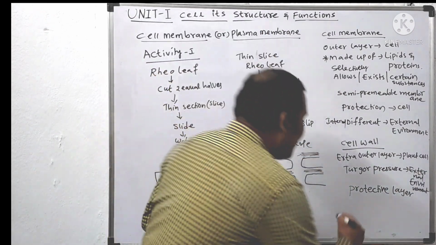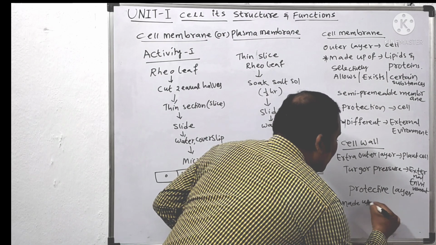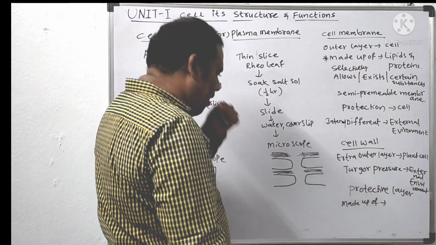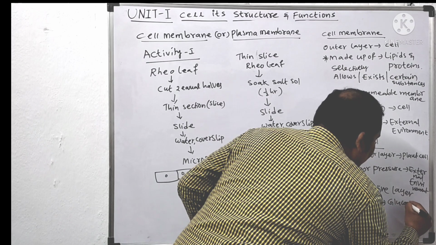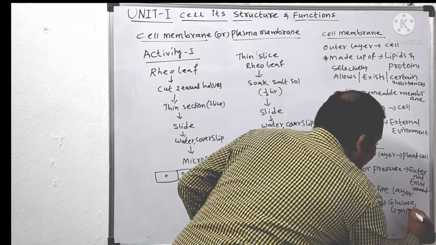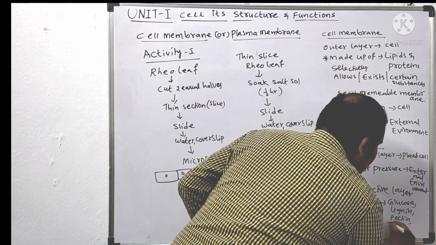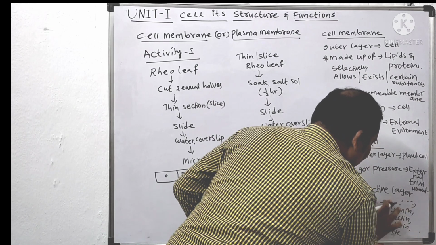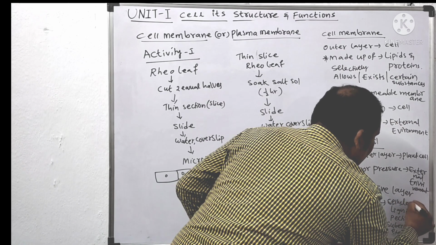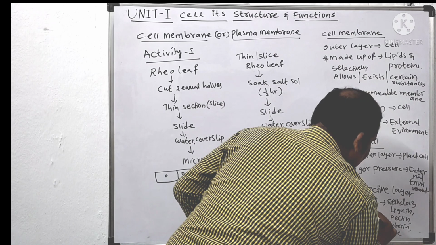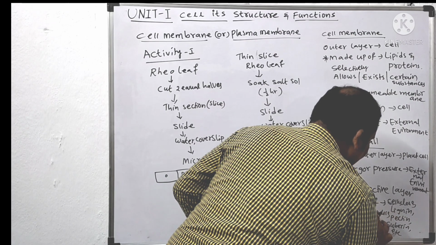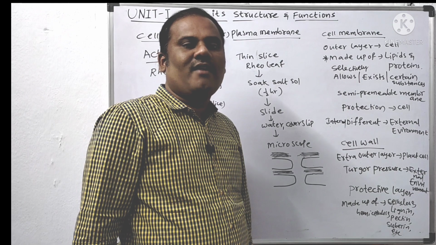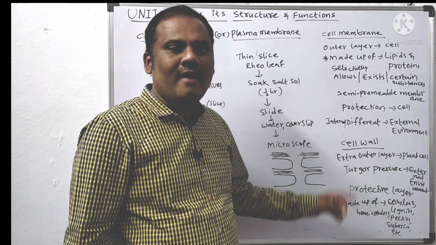So this is about the cell wall. What is the cell wall made up of? Actually, it is not glucose; it is made up of cellulose, hemicellulose, lignin, pectin, as well as suberin, etc. These are the substances by which the cell wall is made. That is one of the unique features of the plant cell.